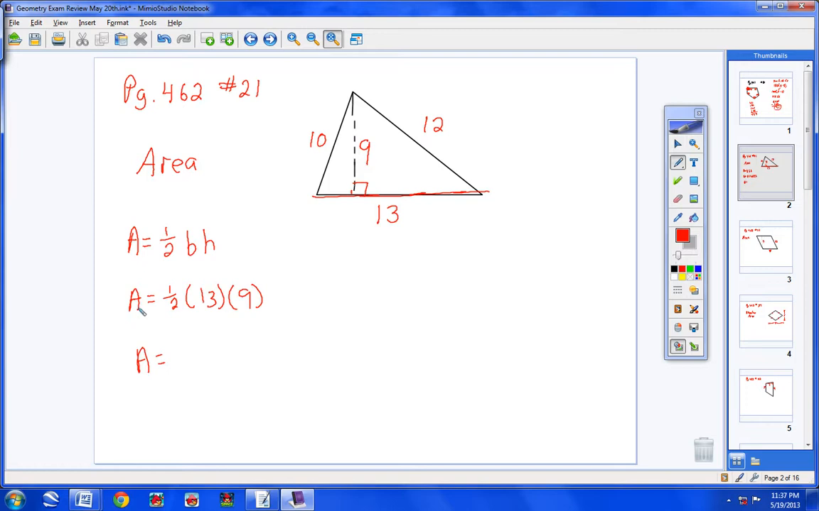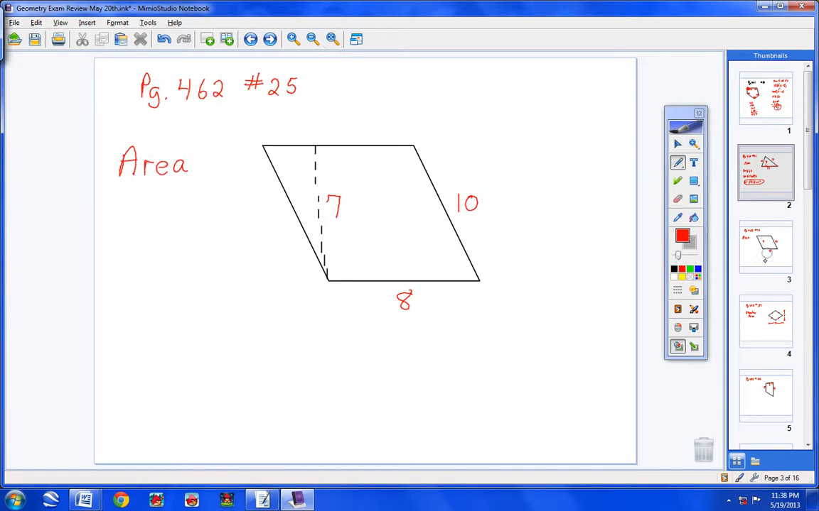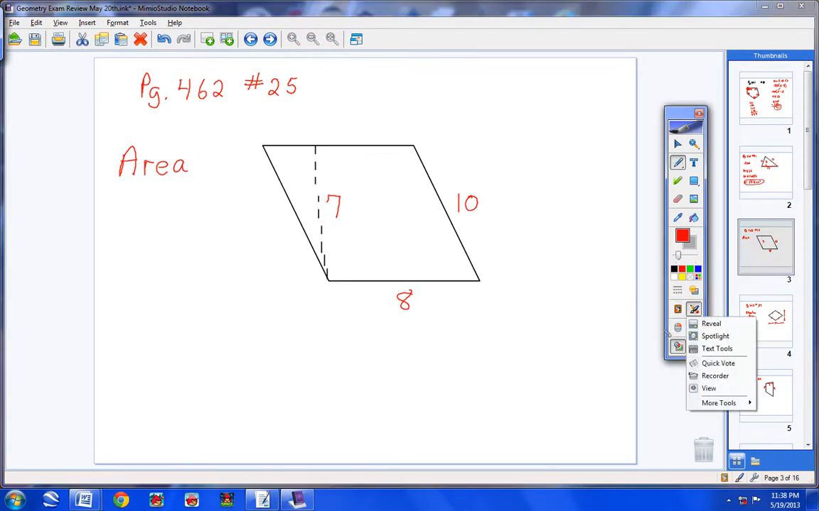And if you multiply all three of those together, I'm doing this in my head, you should get 117. I think you're going to get 58.5. And if you look at number 21, it's centimeters, so area is always squared. So 58.5 centimeters squared. And that's how you find the area of a triangle. All right. Again, I'm going fast. You can always pause the video. Okay, moving on.